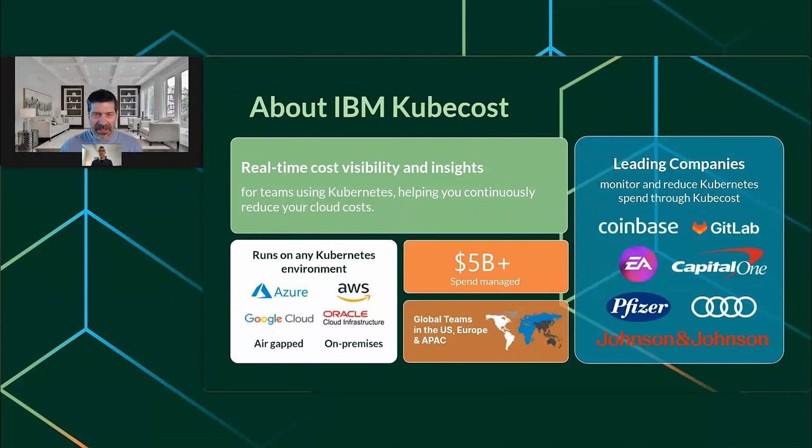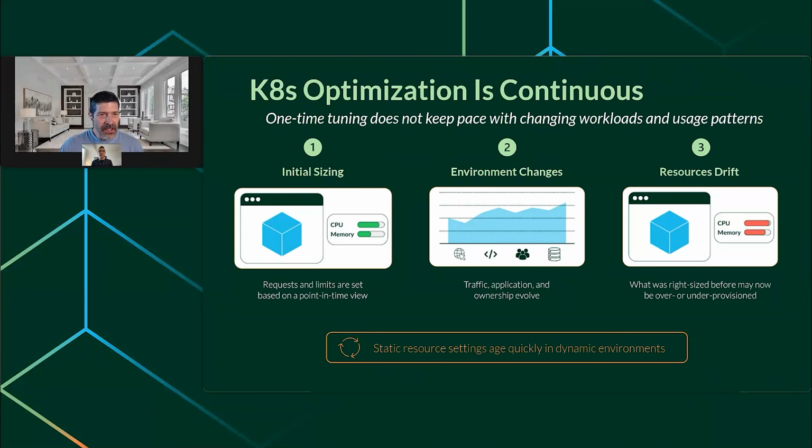With that, we'll go ahead and jump on in. So Kubernetes optimization is not a one and done thing. It's not something that you should be doing once a quarter, once every two months, or even on a weekly basis. This is something that you need to continuously stay on top of.